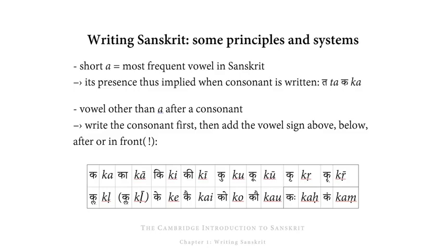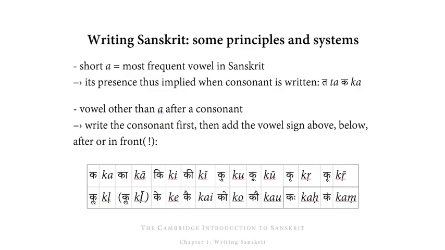However, Sanskrit has many other vowels than just short a, and these of course need to be written down as well. So if you want to write a vowel other than short a after a consonant, what you need to do is write the consonant sign first, and then add the vowel sign either above, below, after, or actually even in front of the consonant sign.